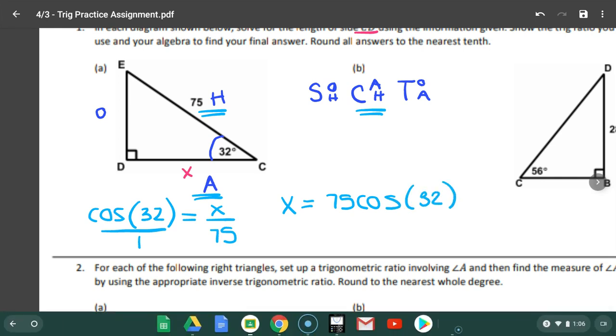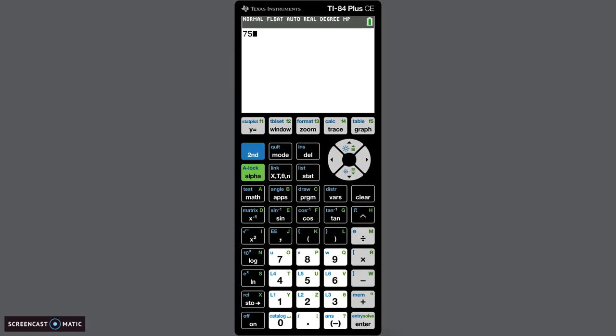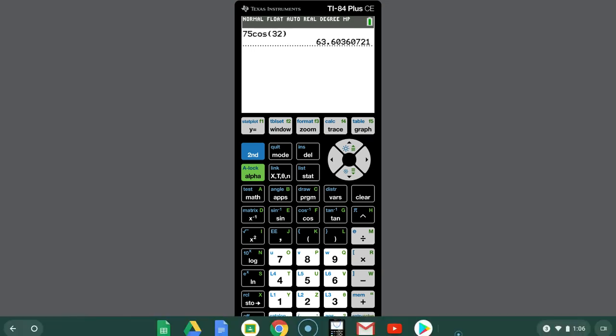And then I let the calculator do the work for me. Remember, your calculator must be in degree mode. And it said to round to the nearest tenth, so 63.6.